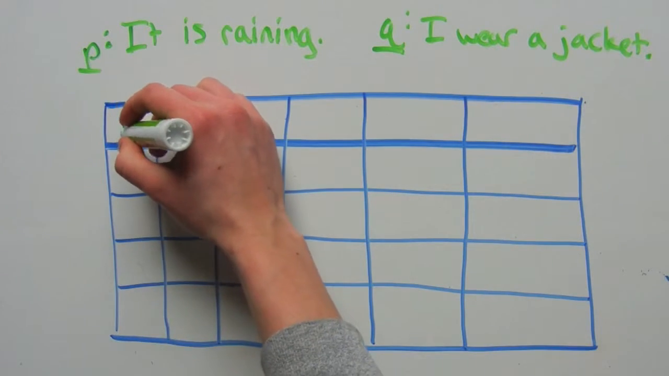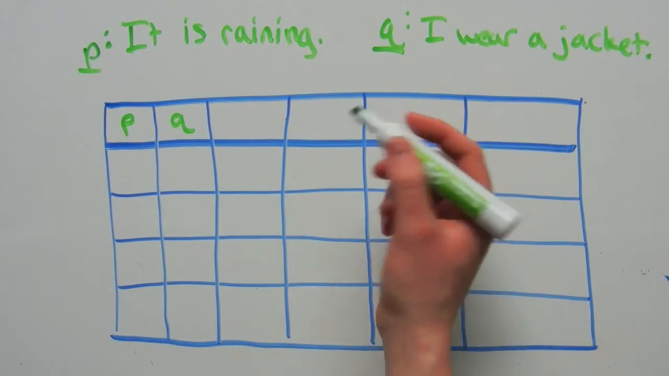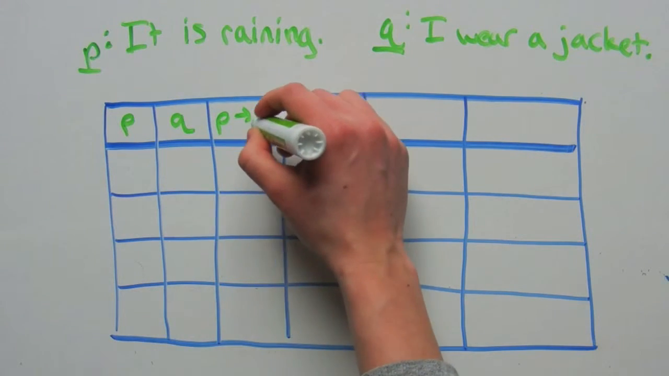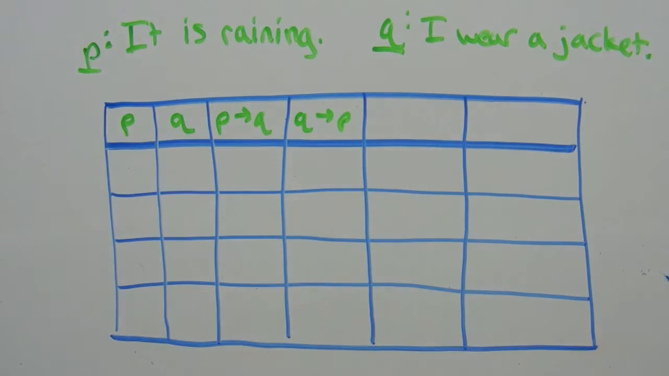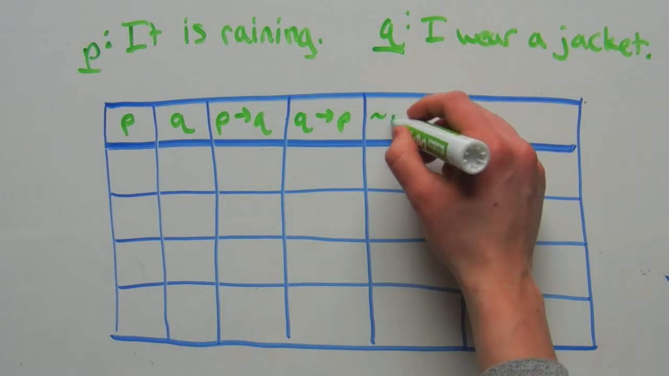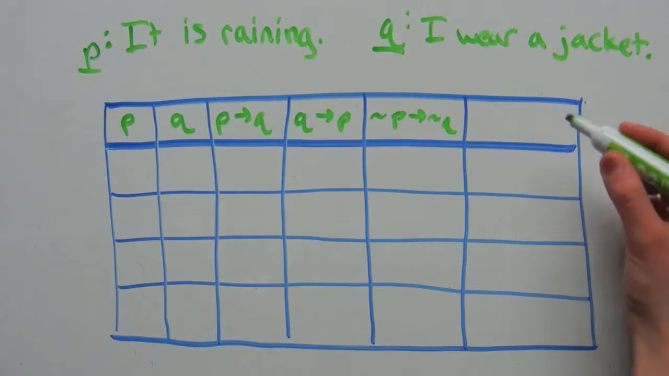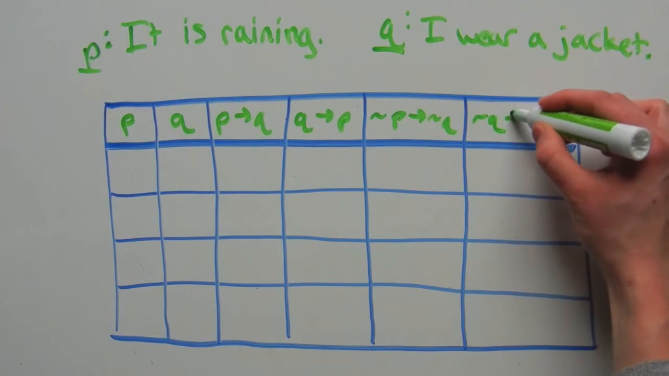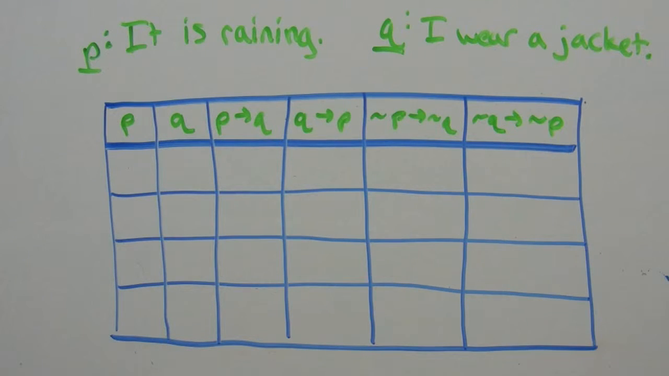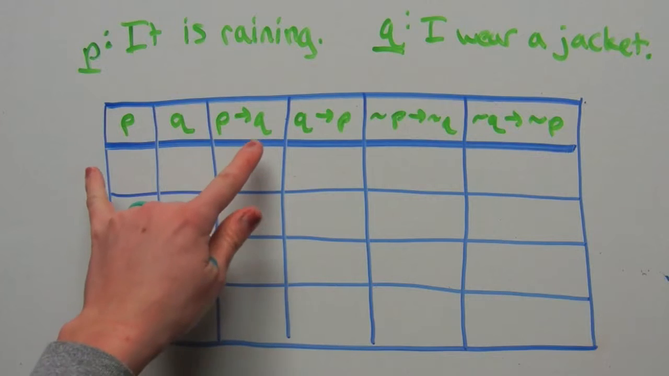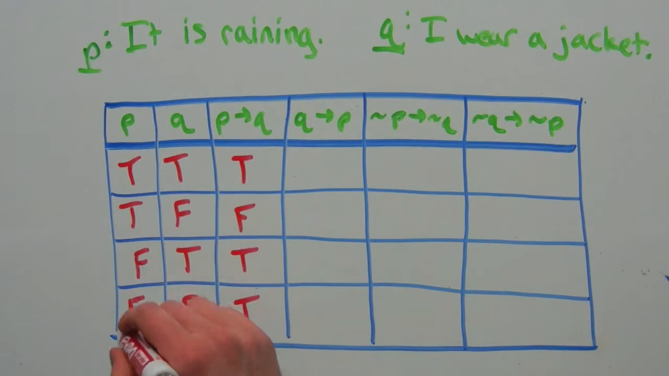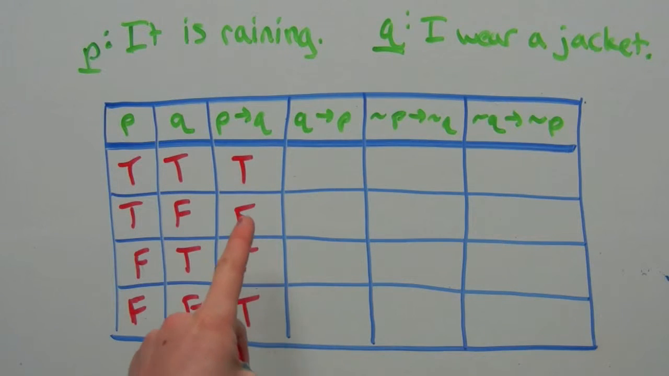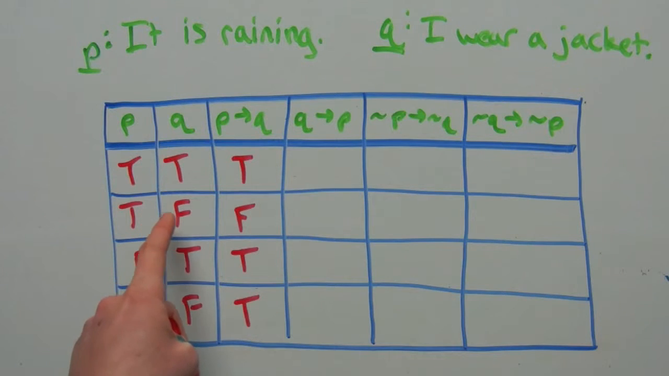So our first statement P, then Q, then we're going to do the conditional, P implies Q, the converse, Q implies P, the inverse, not P implies not Q, and the contrapositive, not Q implies not P. I'll go ahead and fill in the first three columns since we've done those in the last video. So for the conditional, it's false only if a true hypothesis implied a false conclusion.